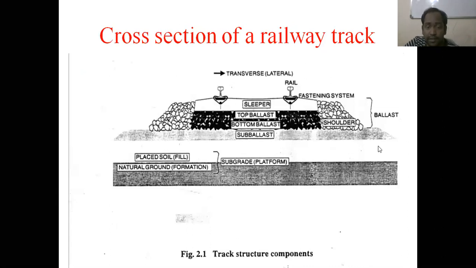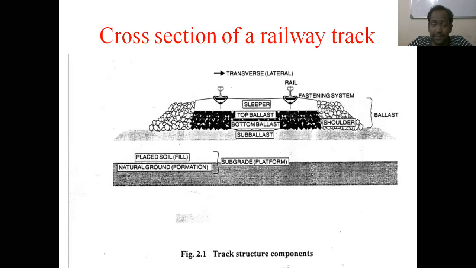You can see at the bottom, ballast is there, and above the sub ballast is the bottom ballast, and top ballast. You can see sub ballast, bottom ballast, and top ballast in this picture. And sleepers are there. Above the sleepers, two rails are there, and these two rails are fitted to the sleepers with fasteners. Understand? This is the clear cut view of the railway track or permanent way.